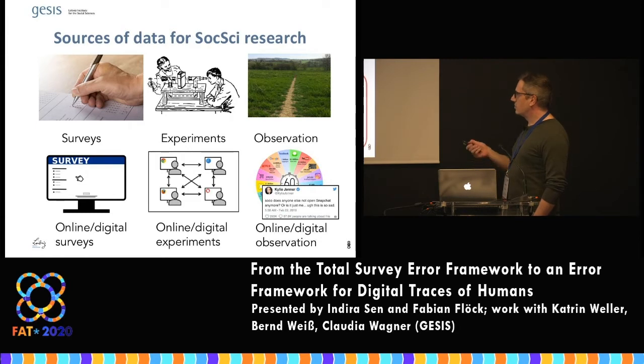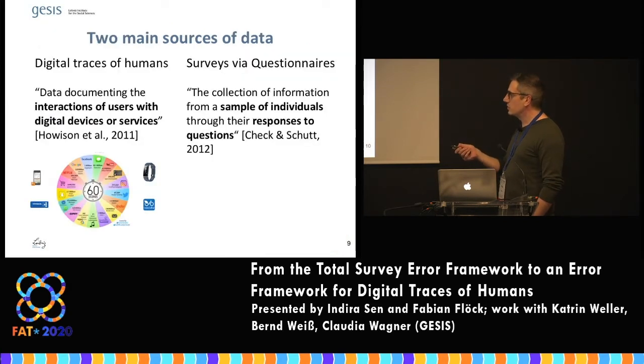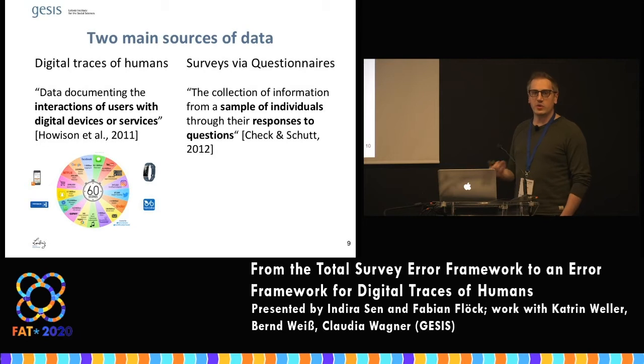So this covers basically how we dealt with surveys over decades and how to get good signals from surveys, and how that is aligned with how we get good signals from these new digital observation helpers, or devices. What we're going to use as the working definition here is from Howison: data documenting the interactions of users with digital devices or services. You already see that's super broad. So that's basically everything where you leave a trace about yourself when you do anything as a human.